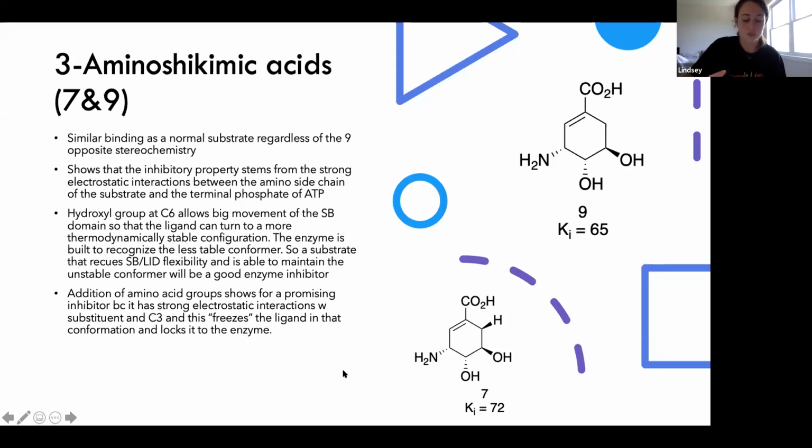And there are a lot of H bond residues between the inhibitors and the enzyme, which reduces the lid domain and SB domain flexibility. And they actually found that the closed conformation of the enzyme with these inhibitor molecules is more stable and tighter than when shikimate is bound to it. And they also found that the interaction between the gamma phosphate and C3 is crucial to freezing their binding point to the active site.